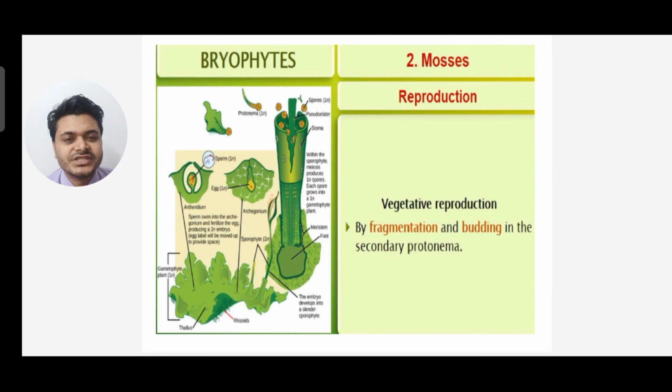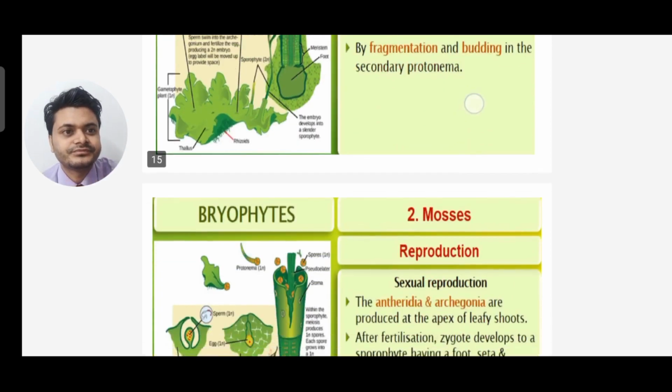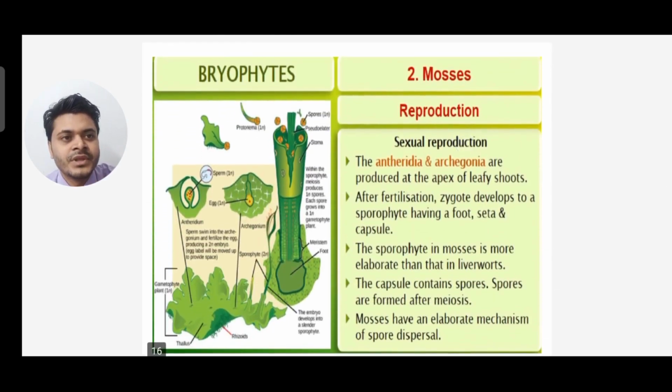Now vegetative reproduction takes place by fragmentation and budding in the secondary protonema. Now mosses, how sexual reproduction takes place. The antheridium and archegonium, you know the antheridium is the male part and archegonium is the female part of bryophyte. So these antheridium and archegonium are produced at the apexes of leafy shoots. After fertilization, the zygote develops to a sporophyte having a foot, seta and capsule.